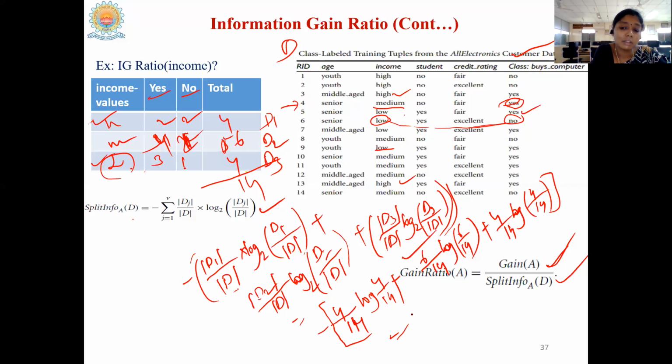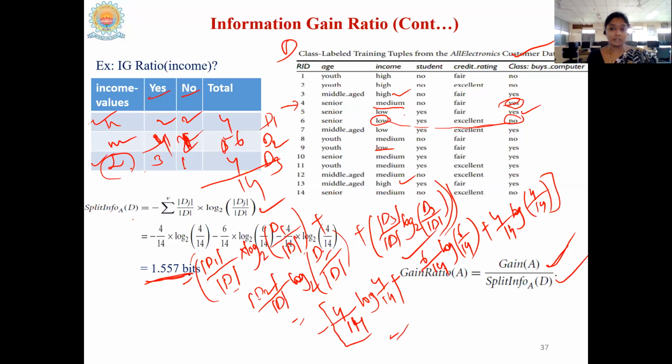So we need to get this. So here is the answer, 1.557 bits. This is what? This is a numerator value or denominator value? We are getting some value as 1.557. That is numerator value or denominator value? Denominator value, ma'am. Denominator value. Numerator value is here.